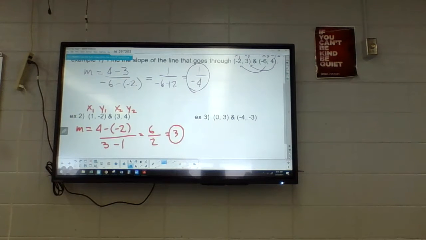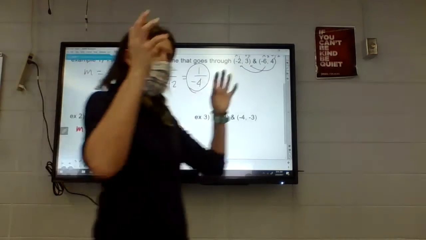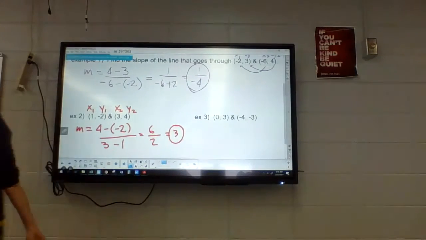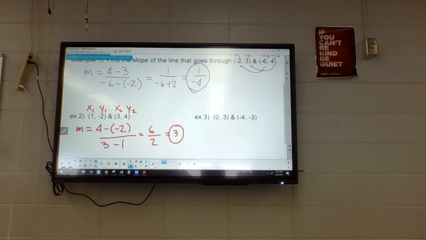Oh, and I think you have it flipped. I think you have the x's on top of the y's. I think you have to flip the fraction over. So remember, when we talk about the y's being on top, that's because that's the rise, that's the up and down movement. So the y's on top does make sense, as much as maybe you don't think it does.